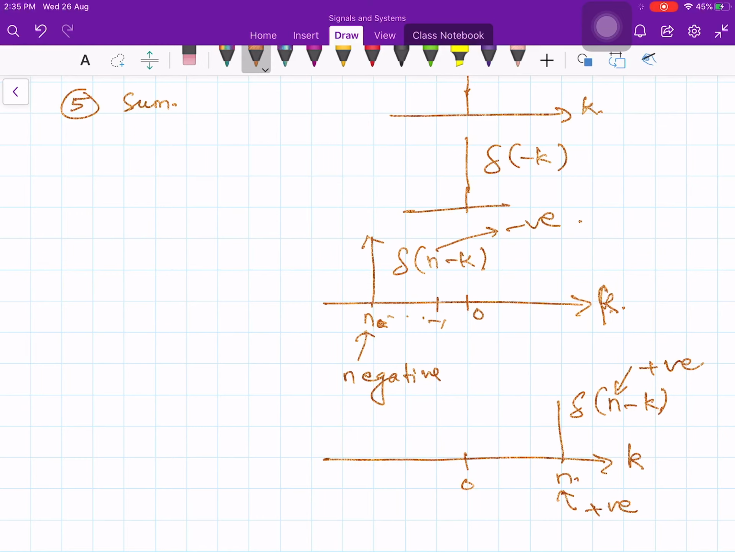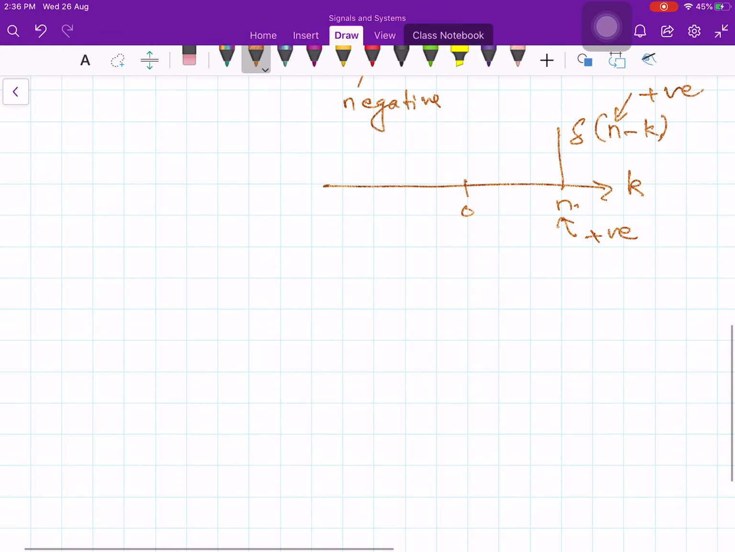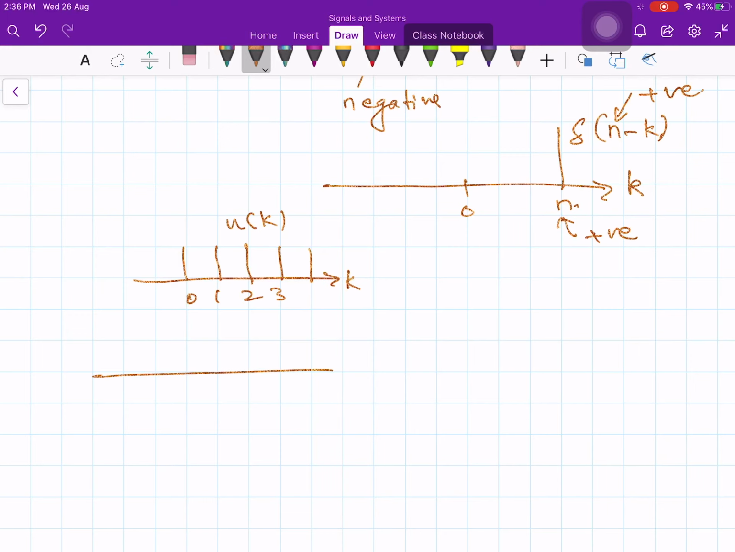So the second step is over. Not second, the third step is also over. In the fourth step you need to multiply. Now this is your u of k, and this is your delta of n minus k, where n is negative. Now multiply term by term, you will get 0. Therefore the output y of n, which is delta of n convolved with u of n, is equal to 0 when n is less than 0.